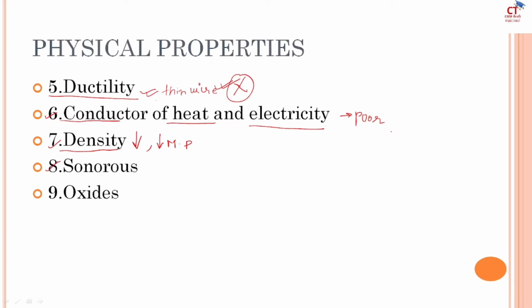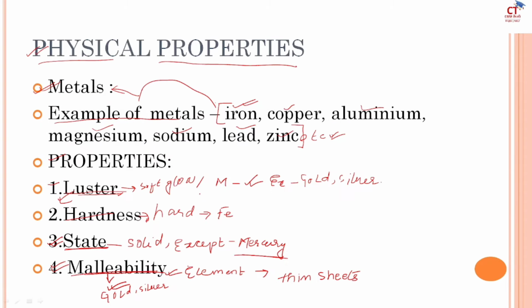Similarly, 8th, sonorous: the ability to produce sounds. Do non-metals show this property? No, they do not produce sounds. And 9th is oxides. We have studied non-metallic oxides are acidic in nature. So let's recapitulate all the physical properties of metals and non-metals and compare them.